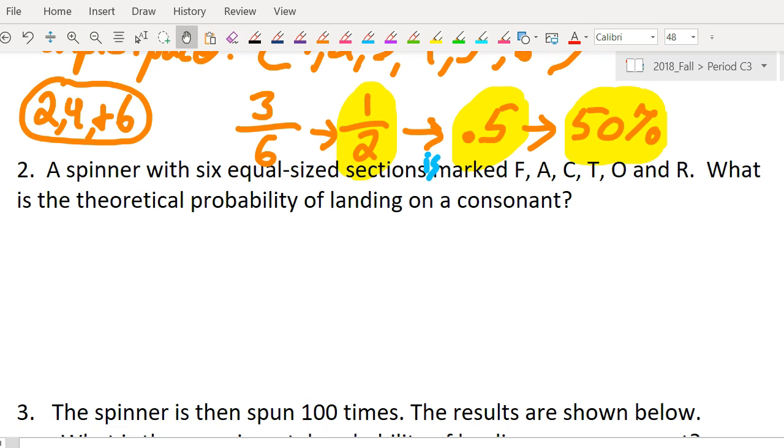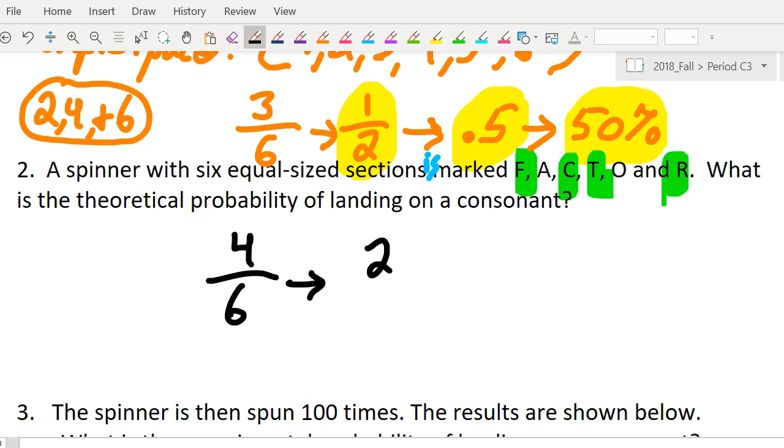All right. What is the theoretical probability of landing on a consonant? Somebody asked me how many consonants there were. You did not need that information. You just need to see how many out of 6 are consonants. So we've got F, C, T, and R. I should see that somewhere on your paper. If you have a highlighter, you could use that. So that's how many out of 6? 4 out of 6. And yes, you have to reduce it. If you don't reduce it, accelerated math, I'm taking half off. 2/3. Any questions?